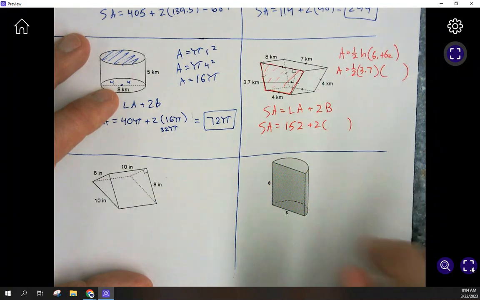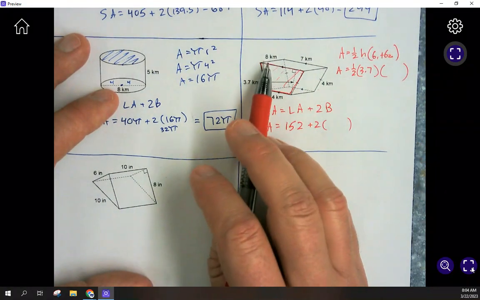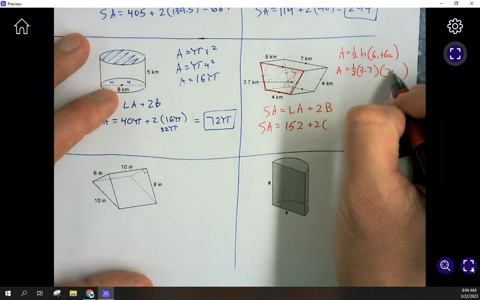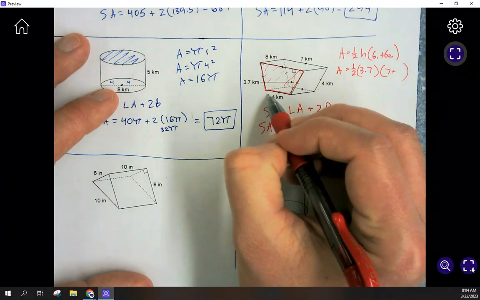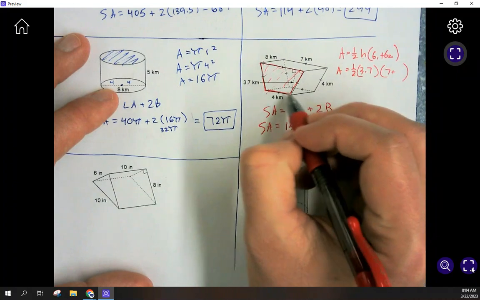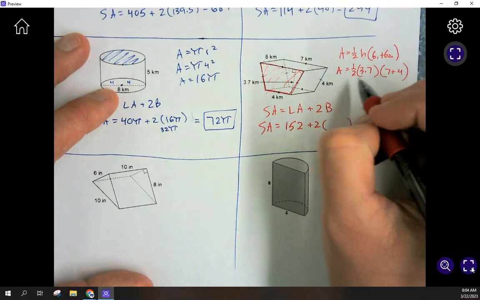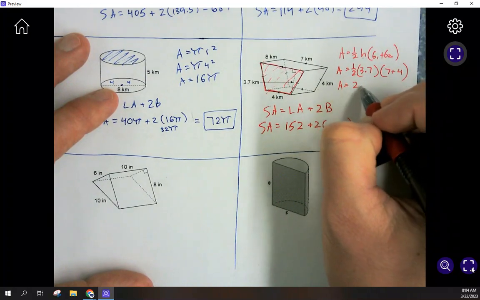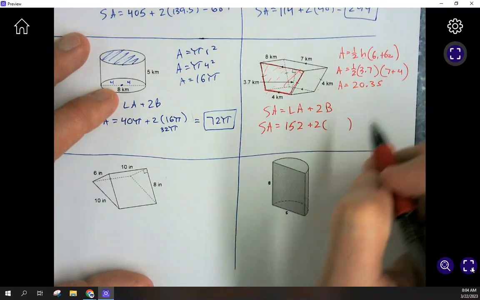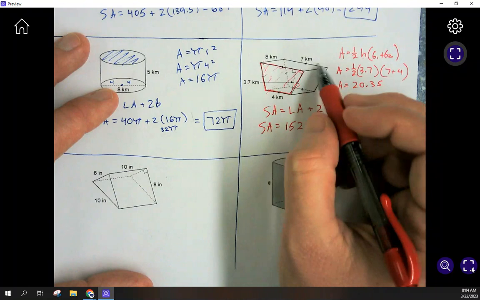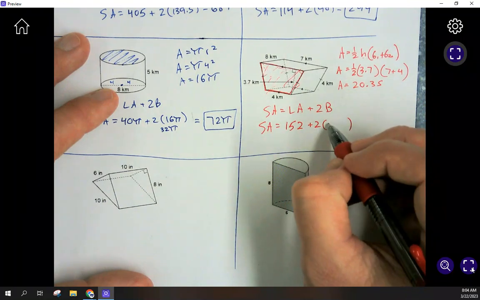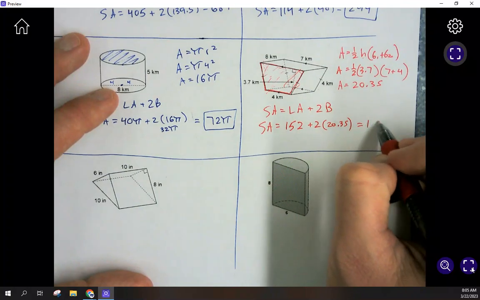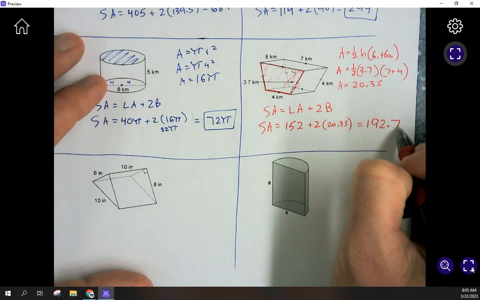All right, and then the bases added together. Up top we have 7 and 4. 7 across the top, 4 across the bottom. Bases of a trapezoid must be parallel. All right, you run that all the way through, and that becomes 20.35. That's the area of one of these trapezoids. We do need to double it, so we put the 2 right here. 20.35, and that comes out to 192.7.